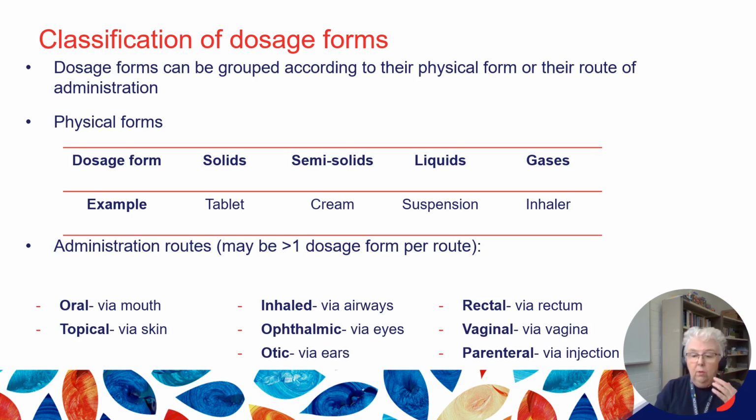So we have oral, by mouth; topical, by skin; inhaled, by the airways; ophthalmic, via the eyes. There's a lot of Latin in pharmacy, not as much as there was when I started, but these are all Latin words. Otic means by ears, rectal via rectum, vaginal via vagina, and parenteral is via injection. Okay, so they're the administration routes.